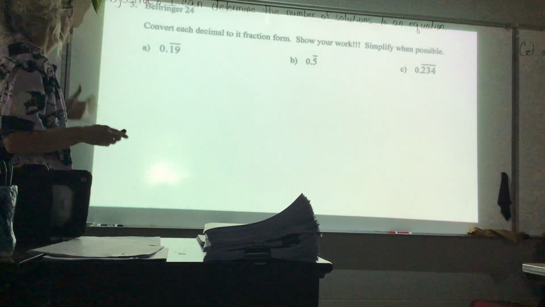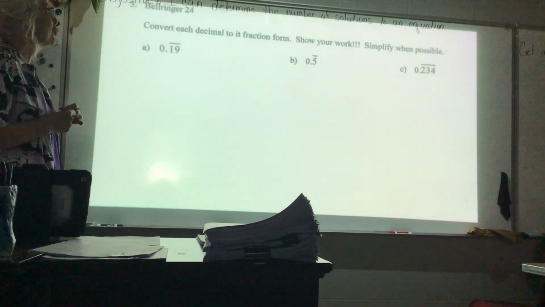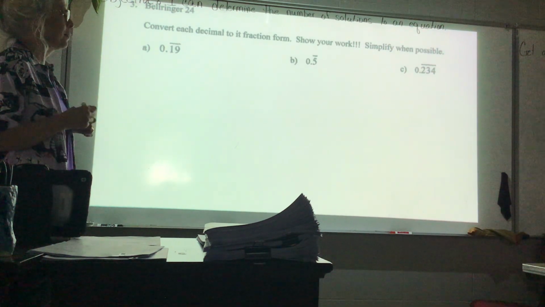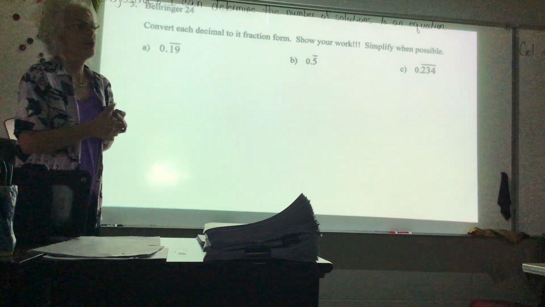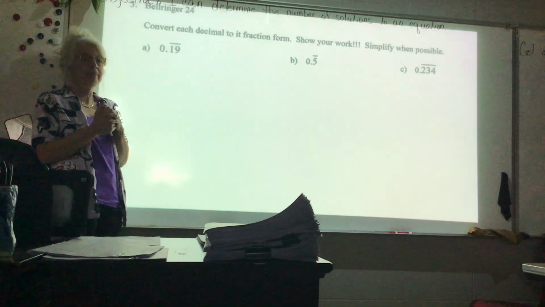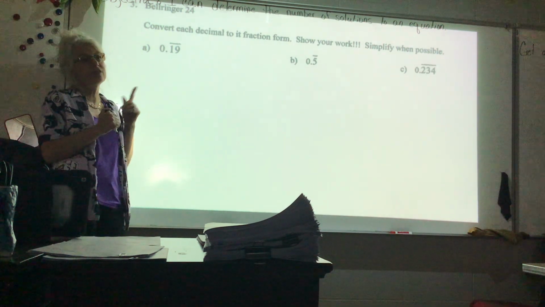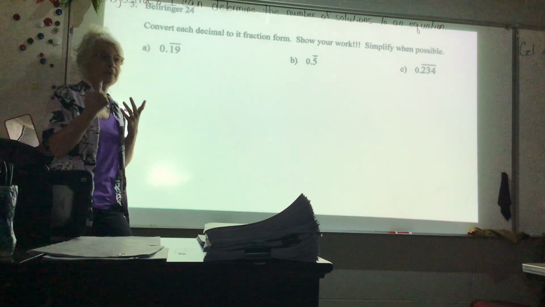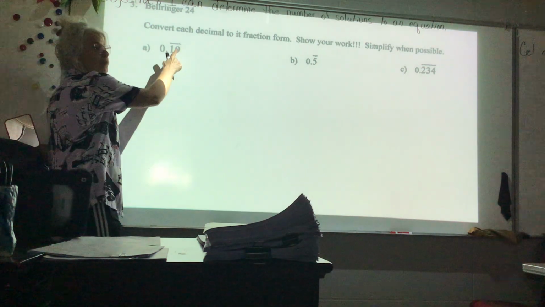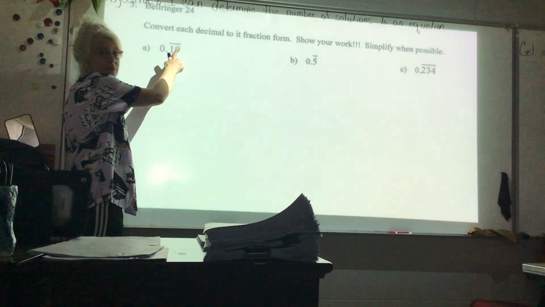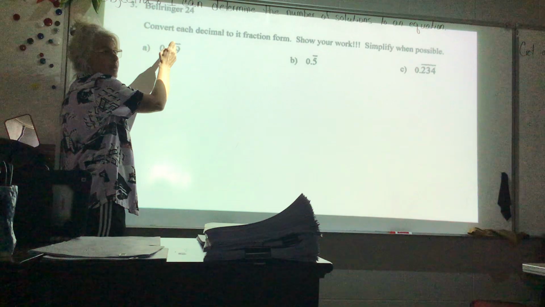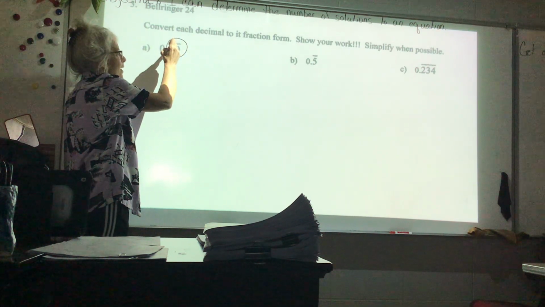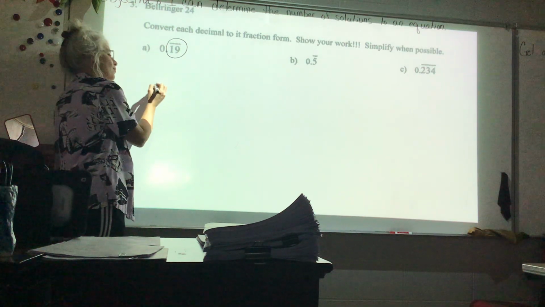So, on Bellringer 24, it says convert each decimal to its fraction form, show your work, simplify when possible. Aaron, since you weren't here yesterday, how is this fraction different than the ones that we did on Monday? It has repeating numbers. So when we have a repeating decimal, put your pencil on your decimal point, circle all of the numbers to the right of the decimal, just like before.